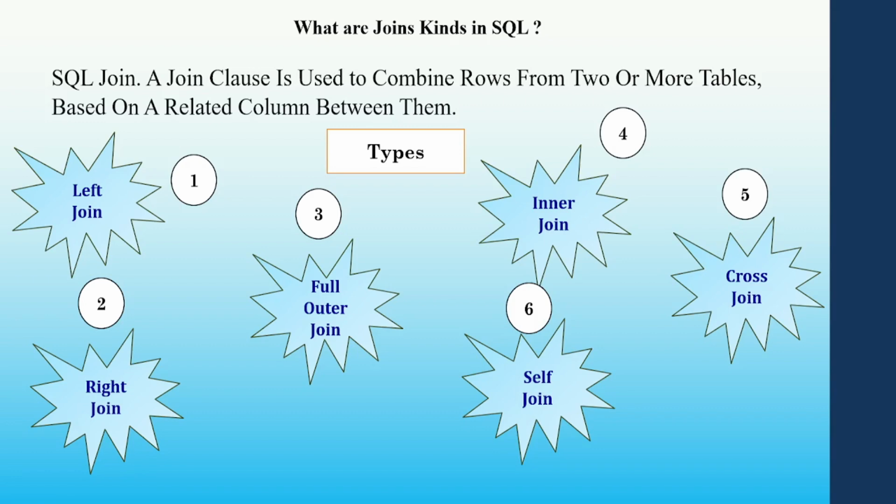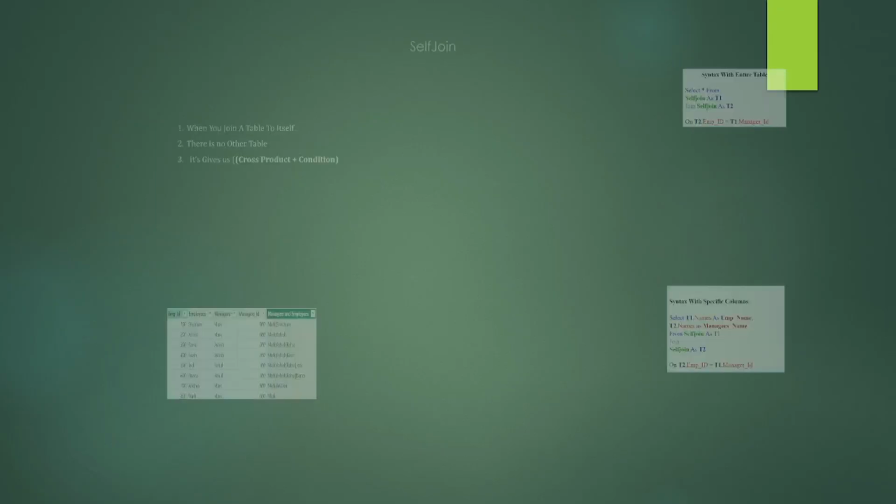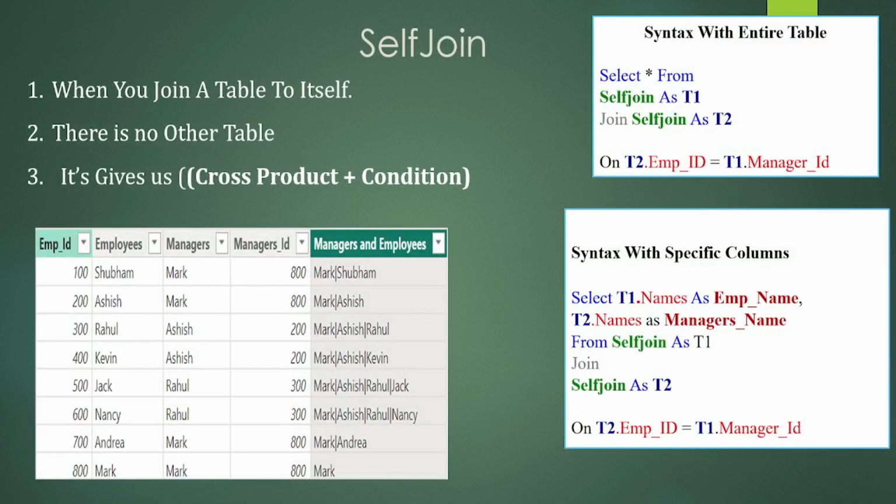So firstly, in today's tutorial we will talk about the self join. Now let's understand the definition of self join. When you join a table to itself, that is known as self join. There is no other table to join, and it gives us cross product plus condition. This cross product we will talk about later. And here you can see the Power BI screenshot where we have applied self join.